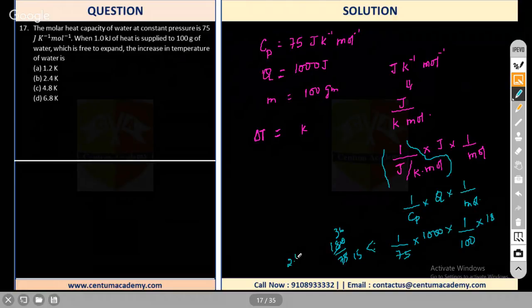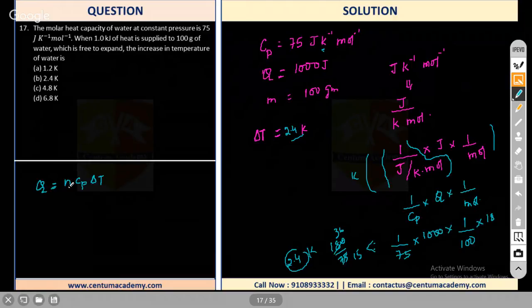You see this? 2.4. And since this term is nothing but Kelvin, 2.4 Kelvin means this gives you the delta T, 2.4 Kelvin. If you do not know any formula, since we have to find Kelvin, you should just try to manipulate these terms by multiplication and division so that finally you get Kelvin and you get the answer. But if you write down the formula directly, the formula is Q is equals to NCp delta T.